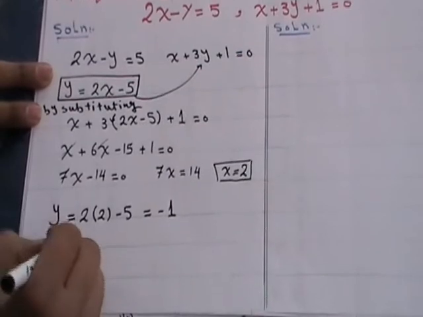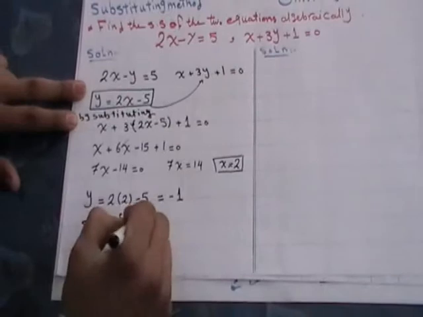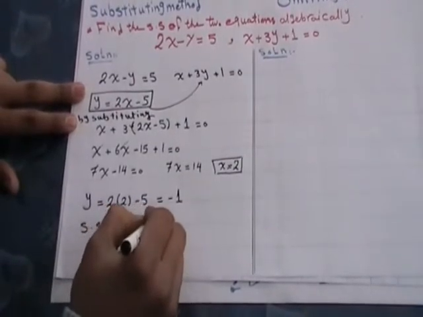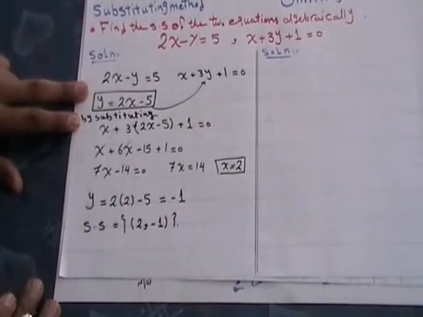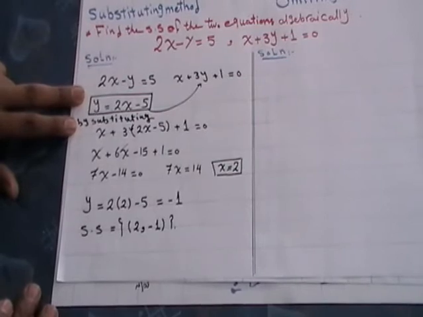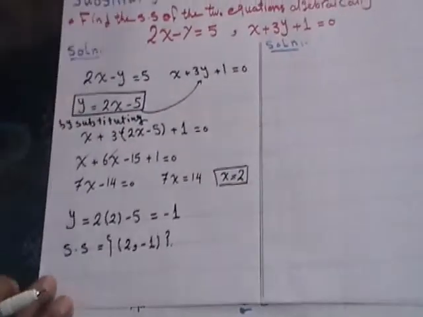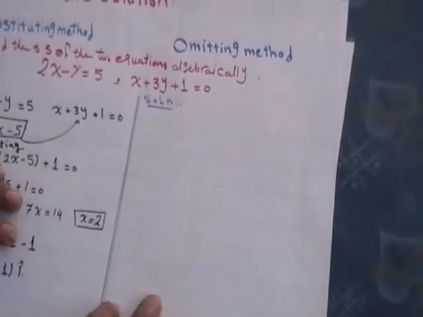So we can say that the solution set for these two equations will be the set containing the ordered pair x and y. So it will be 2 and negative 1. And you are not allowed to write it negative 1 and 2, because the ordered pair consists of x first and y second. Now we will get the solution for the same two equations by using another method.